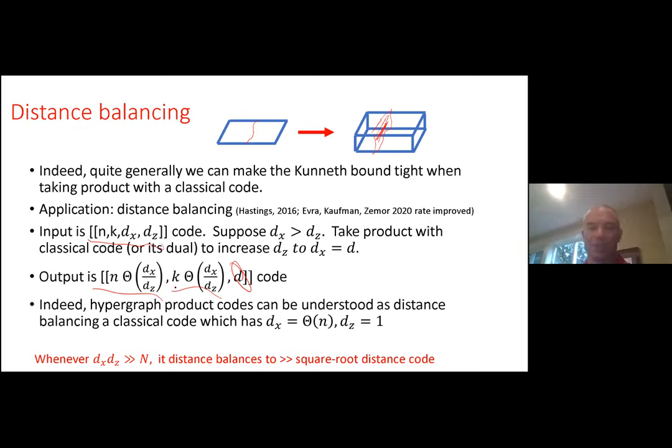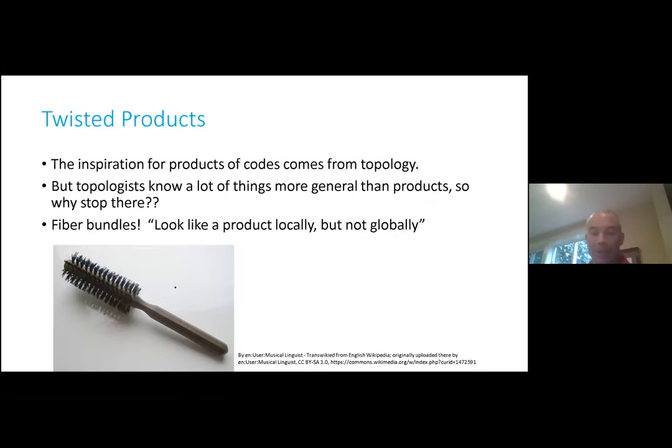What they are is starting with a classical code, which has linear distance against one kind of error and distance one against the other error. Then you distance balance it to something that has distance n against both types of errors, but now it has n squared qubits. In general, if the product of the distances is bigger than n, then the code is distance balanced to something greater than square root of n. So all this inspiration for product of codes comes from topology.